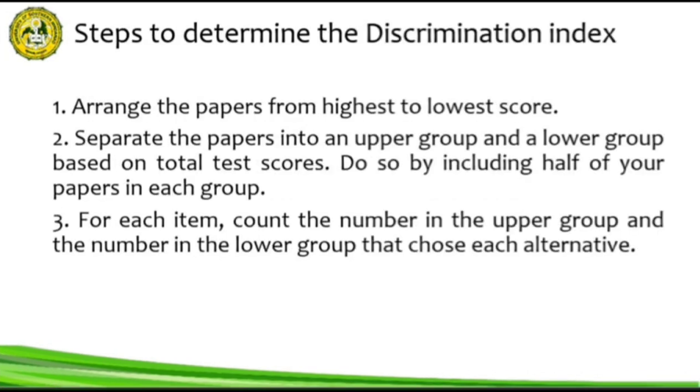So the first step is to arrange the papers from highest to lowest score. Place the paper having the highest total score on top and continue with the next highest total score, sequentially, until the paper with the lowest score is placed on the bottom. Next, separate the papers into an upper group and a lower group based on total test scores. Do so by including half of your papers in each group.